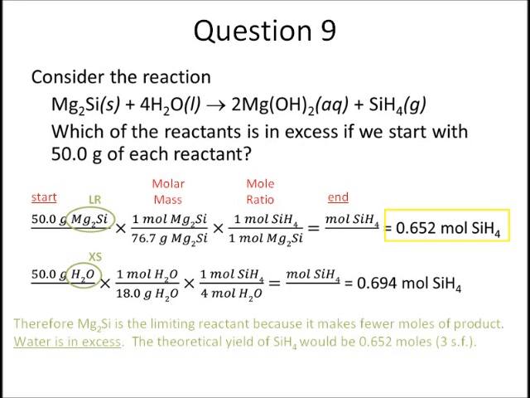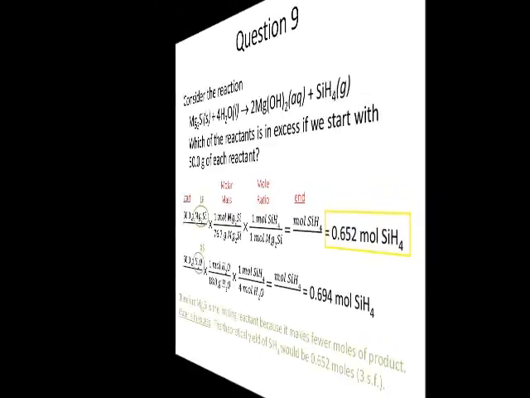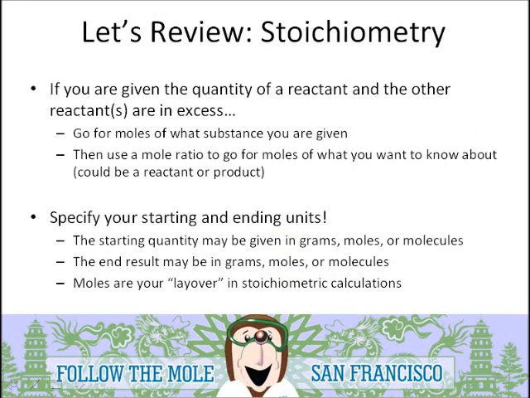The 0.652 moles of silicon hydride is our theoretical yield, and we can determine that magnesium silicide is the limiting reactant and water is in excess. So just to summarize, if you're given the quantity of a reactant and the problem states the other reactant is in excess, then just do the calculation based on one of the reactants.